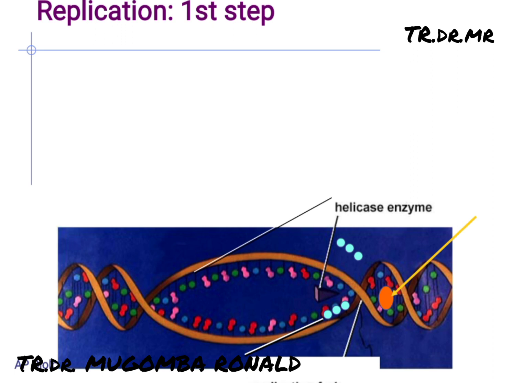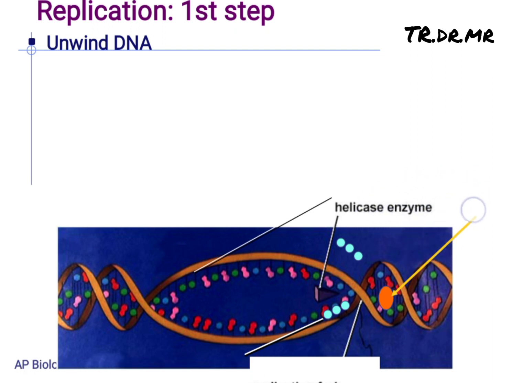Okay, now let us go ahead and look at the whole process of replication and how it takes place. The first step of replication begins by the action of unwinding the DNA. How do we unwind the DNA? There is an enzyme called the helicase enzyme. The helicase enzyme plays a very important role in breaking down the hydrogen bonds that exist between the DNA strands. So the helicase enzyme will come and then unwind the DNA.